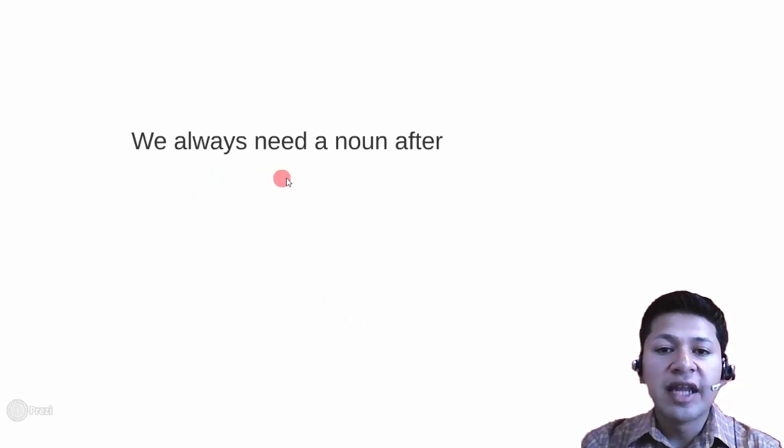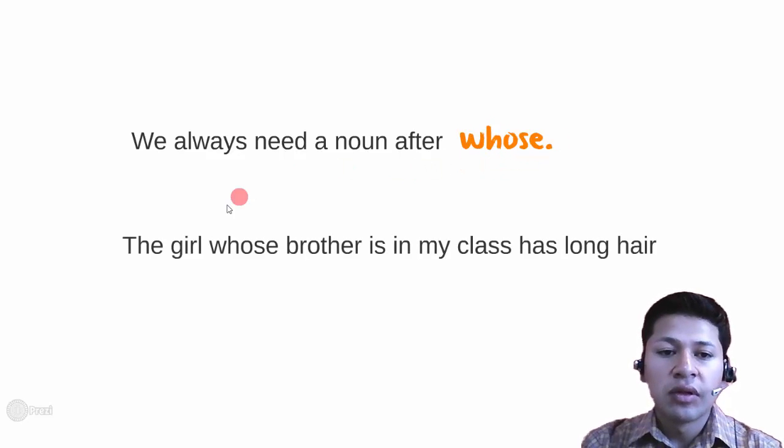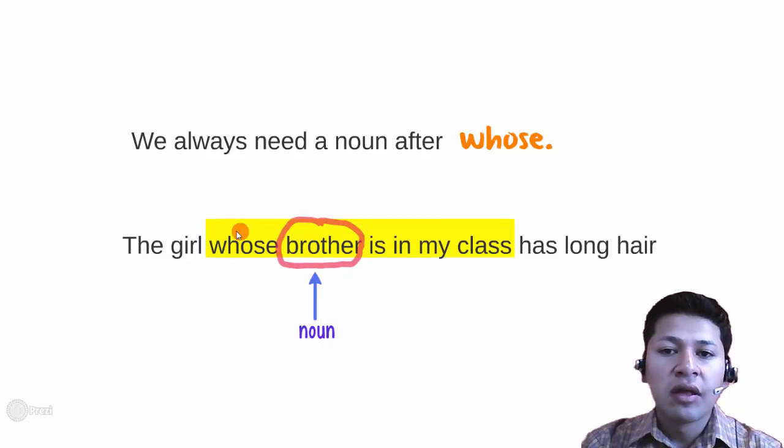We always need a noun after whose. As in the example, the girl whose brother is in my class has long hair. So here we have the relative clause, and here we have a noun after whose.